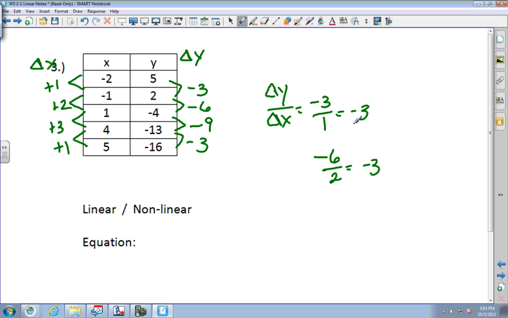Well, then there's one more. Negative 9 over 3 is negative 3. Now, since all of these are the same, that means that it is linear, and I can find the equation.